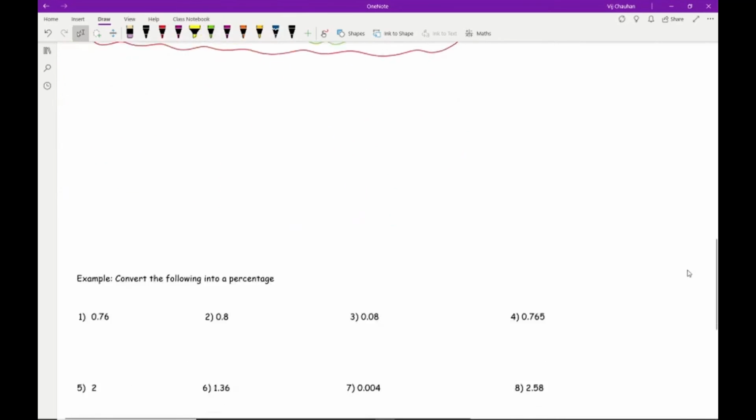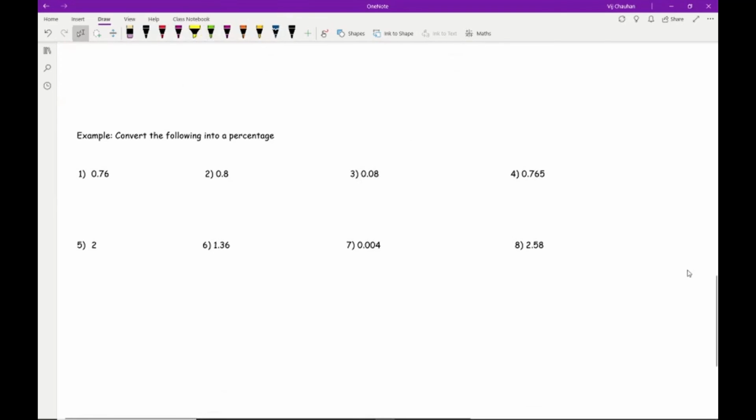So let's have a look at some examples then. Here we've got to convert the following into a percentage. With 0.76, we're going to move the decimal point 2 places to the right. So that 0 disappears and I'm left with 76, and I'm going to put a percentage at the end. With 0.8, I'm going to move the decimal point 1, 2, so it's now here. Again, you're going to eliminate that 0, so it becomes 80%. And with this one, we're moving it 2 places, which gives me 8%.